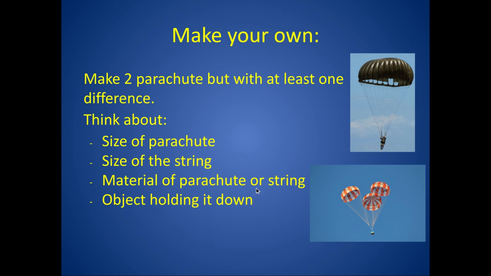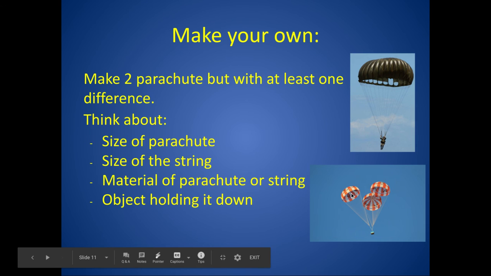You can change the material of the parachute as well. You can use cloth, or a plastic bag, anything that you have at home. And then you can change the object that's holding the parachute down. In the video you'll see they use a yogurt pot. You can use other playing figures, like plastic soldiers, or any toys that you have, as the object that's holding the parachute down.